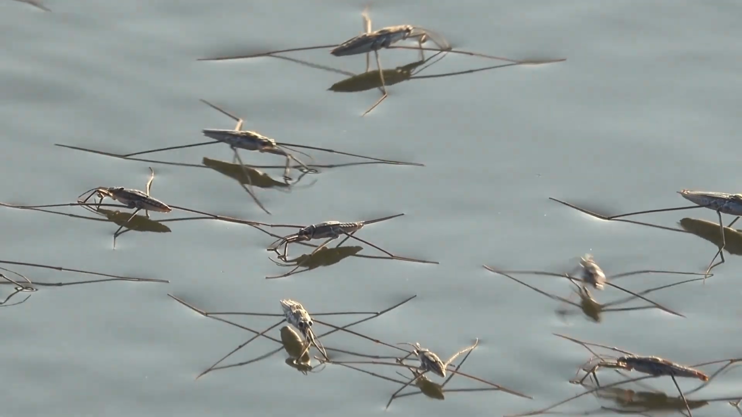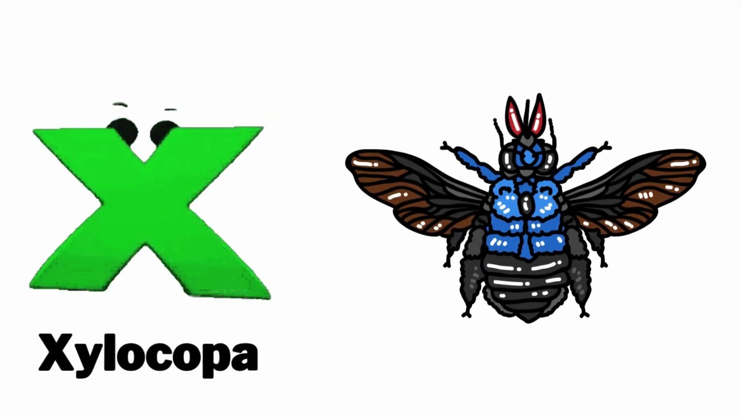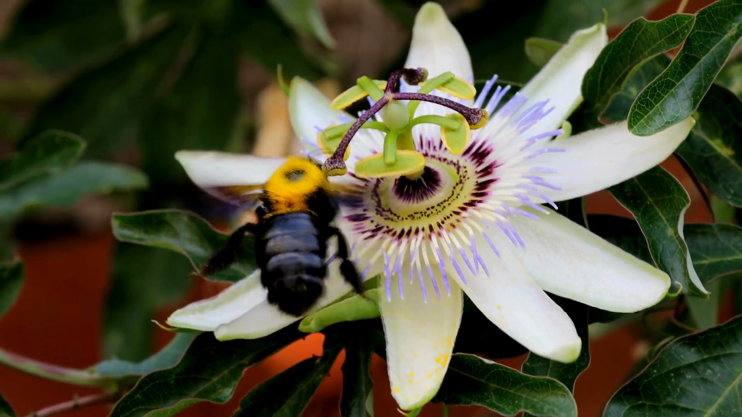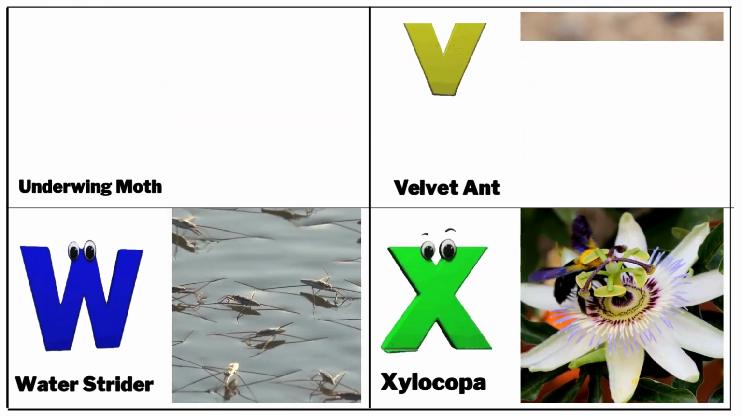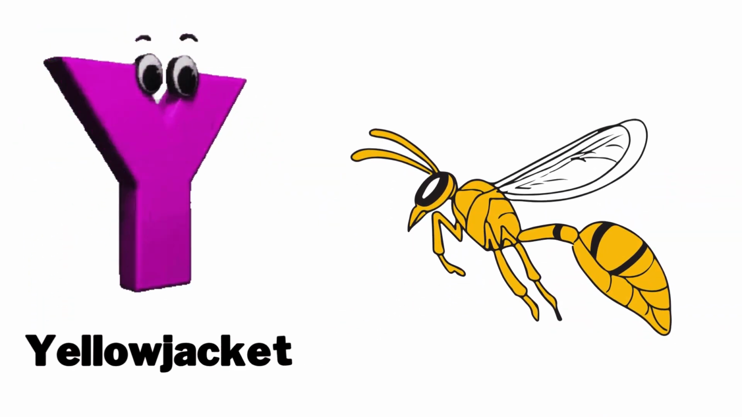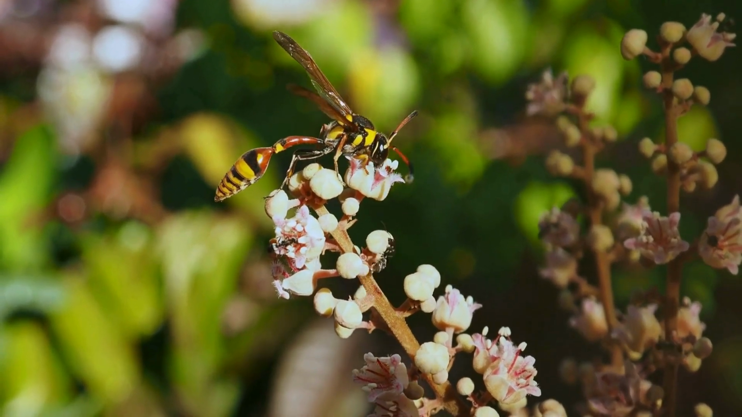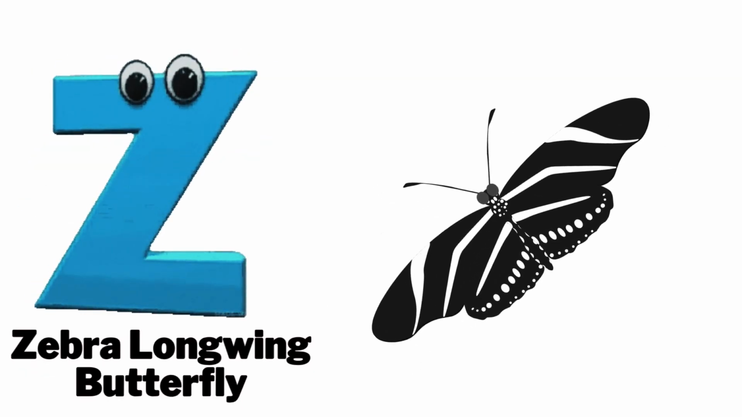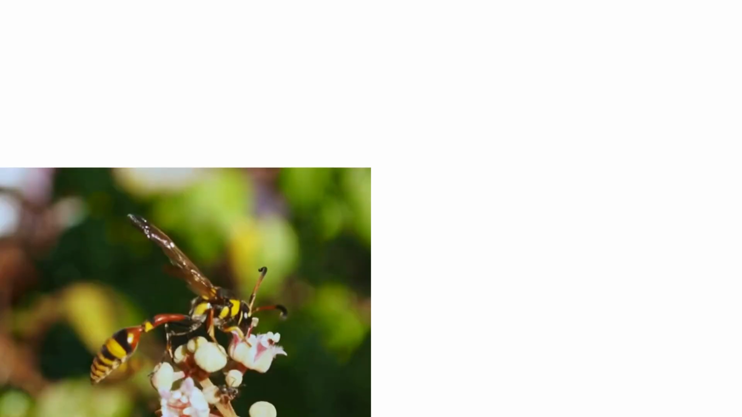W is for water strider. Water strider. X is for xylocopa. Xylocopa. Y is for yellow jacket. Yellow jacket. Z is for zebra longwing butterfly. Zebra longwing butterfly.